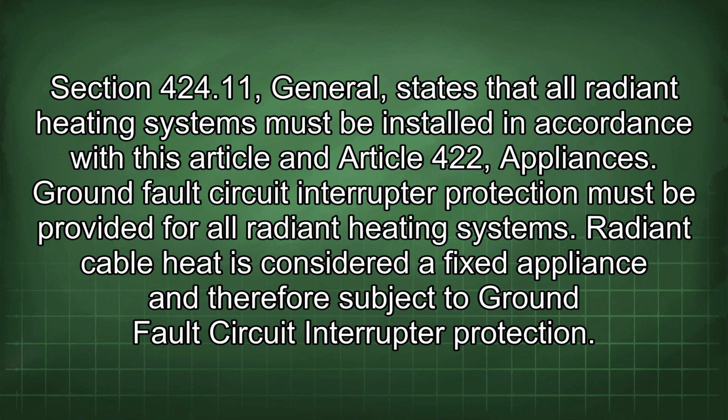Section 424.11, General, states that all radiant heating systems must be installed in accordance with this article and Article 422, Appliances. Ground fault circuit interrupter protection must be provided for all radiant heating systems. Radiant cable heat is considered a fixed appliance and therefore subject to ground fault circuit interrupter protection.